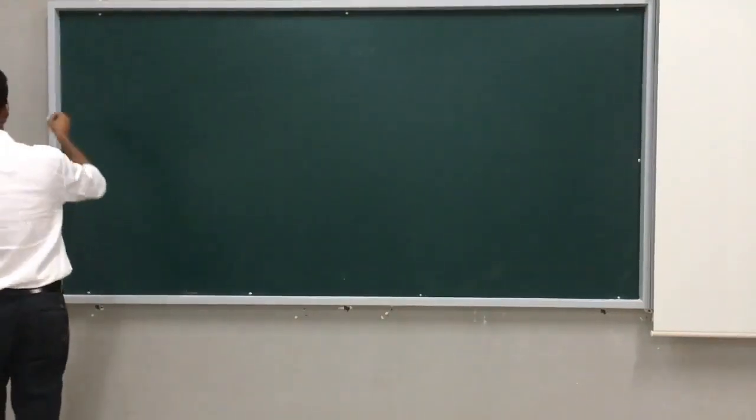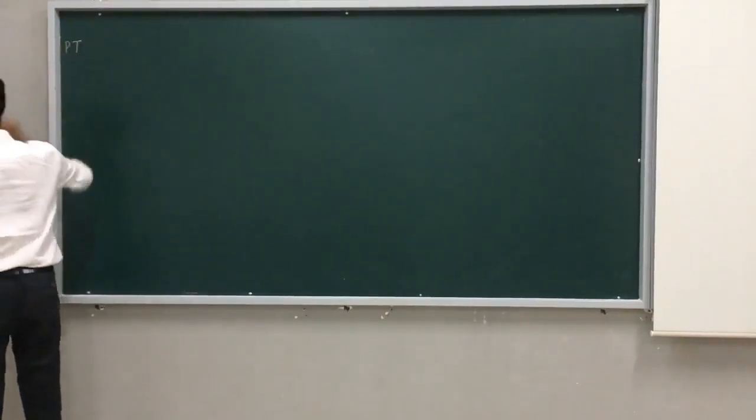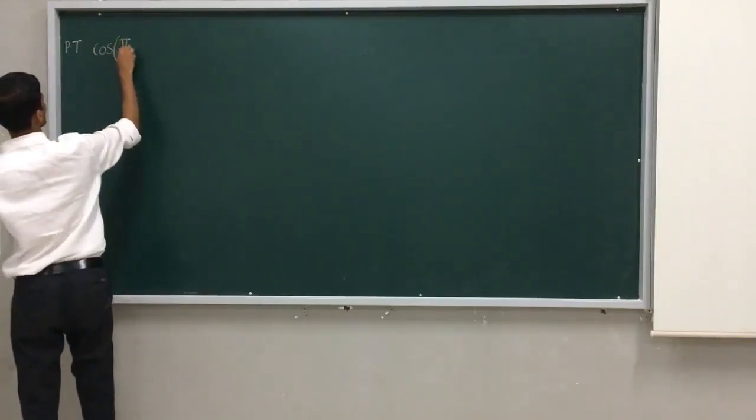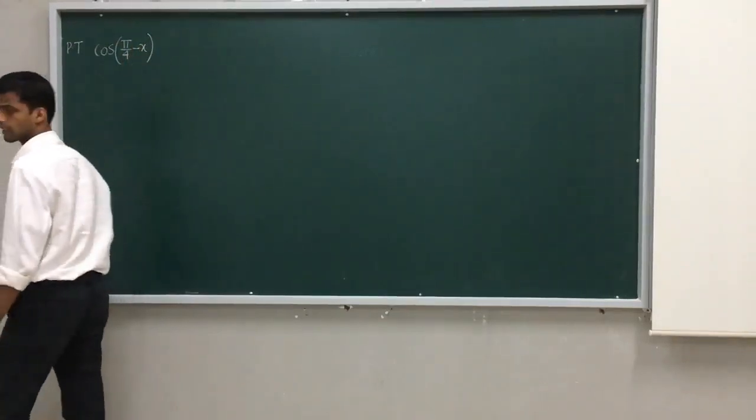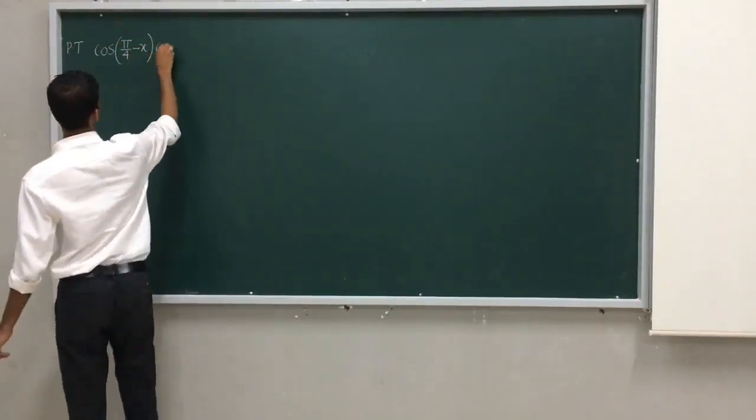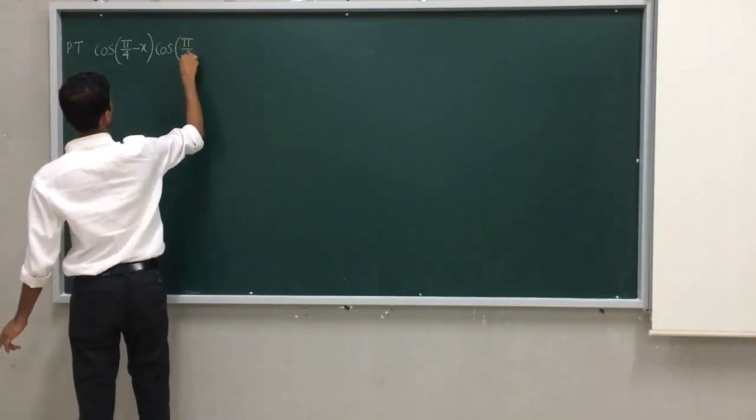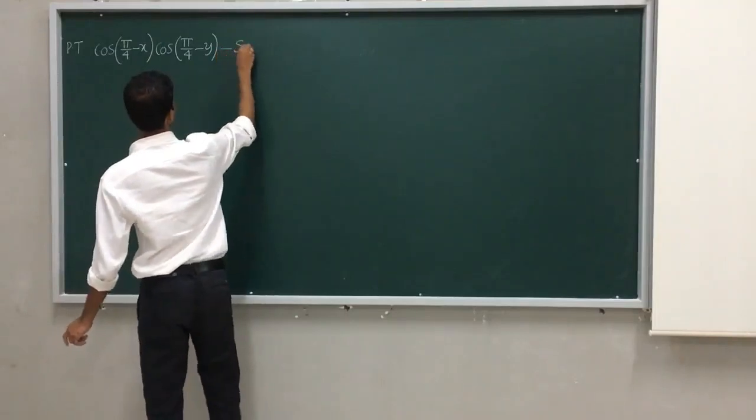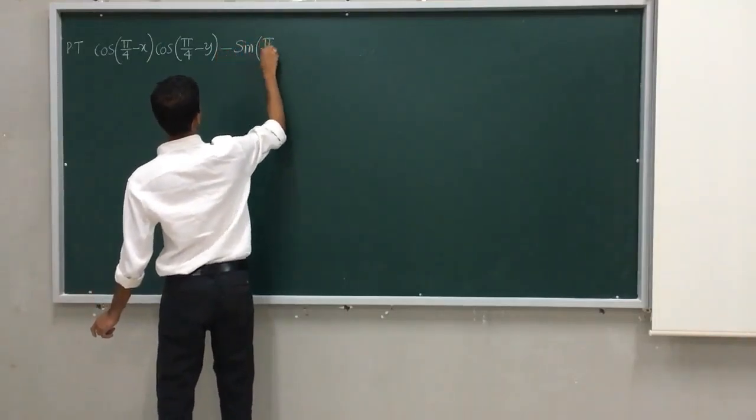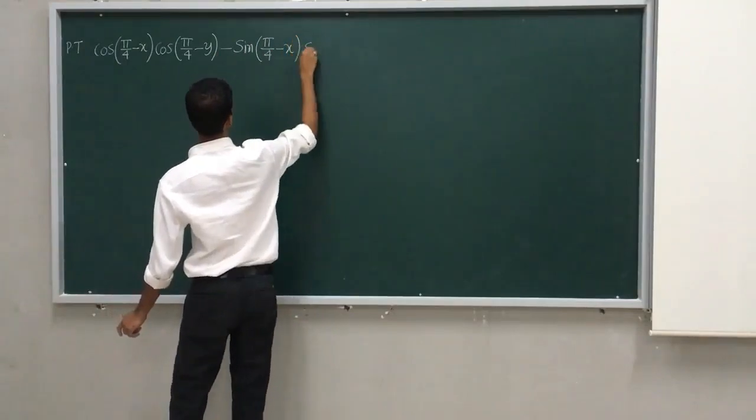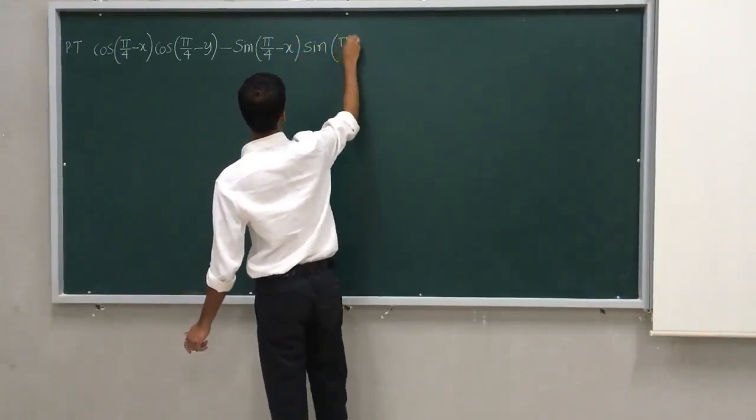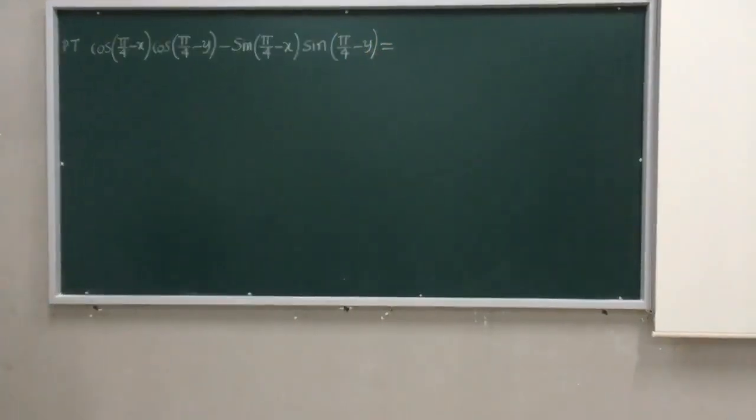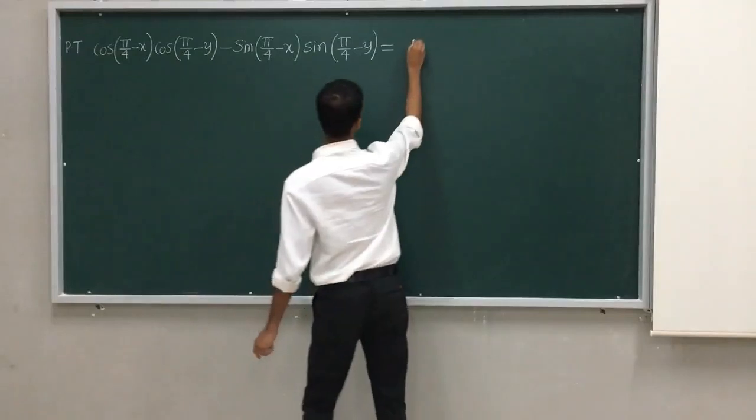Prove that cos(pi/4 minus x) into cos(pi/4 minus y) minus sin(pi/4 minus x) into sin(pi/4 minus y) is equal to sin(x plus y).